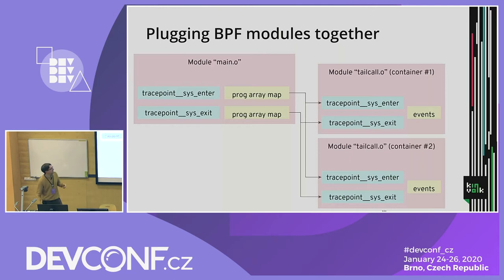This is the same view as before, just explained in a different way. In Traceloop, I have two different BPF object files. Let's say a main object file with a tracing sysenter and sysexit, and then rerouting the execution to different modules depending on the cgroup.